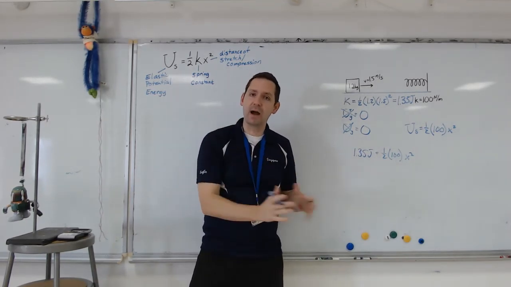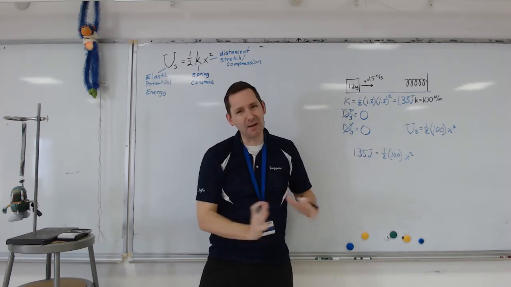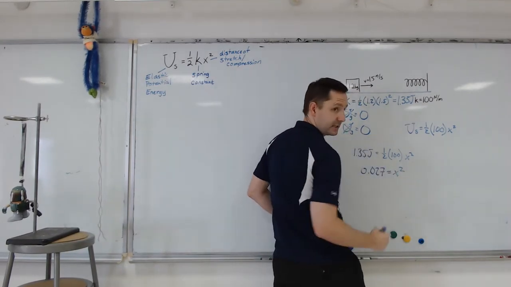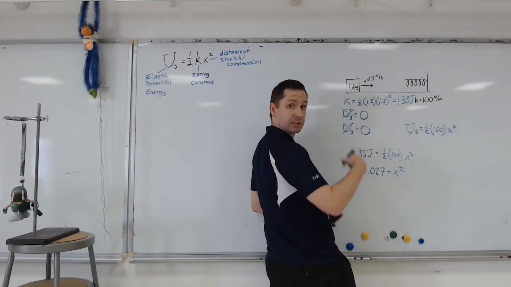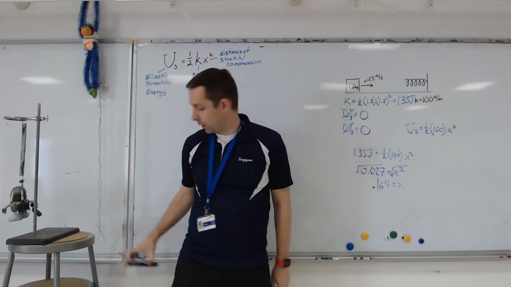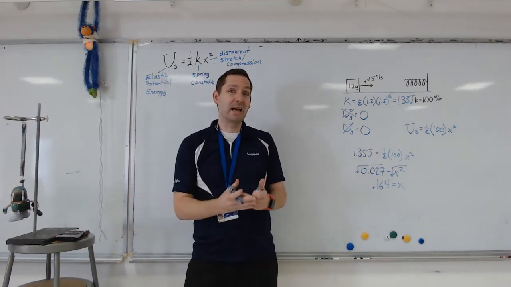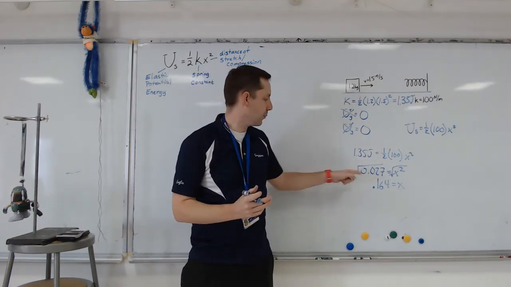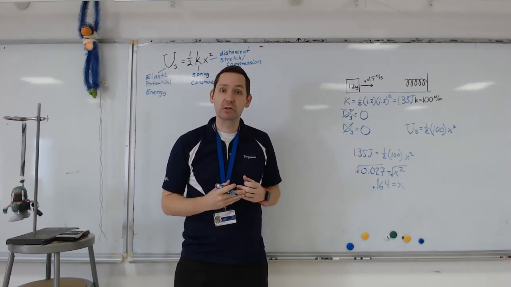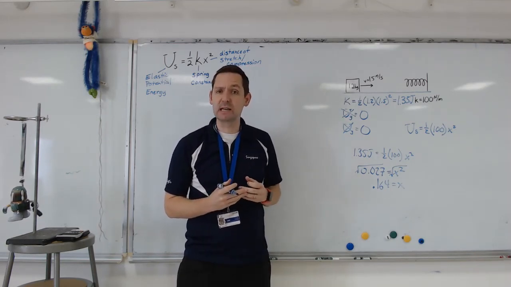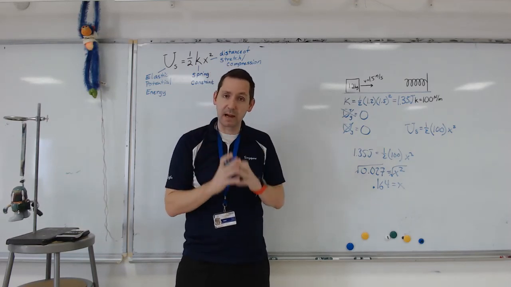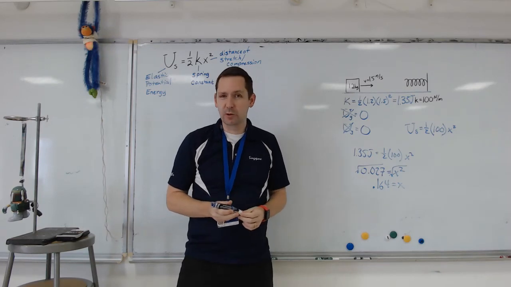So you're going to divide by that 1/2, you'll divide by the 100, and then you'll be left with 0.027, and then we'll take the square root, and we get 0.164. Now remember, this is in SI units, therefore the 0.164 is 0.164 meters, which in other words is about 16.4 centimeters. So that's how far we would expect that specific spring to compress.